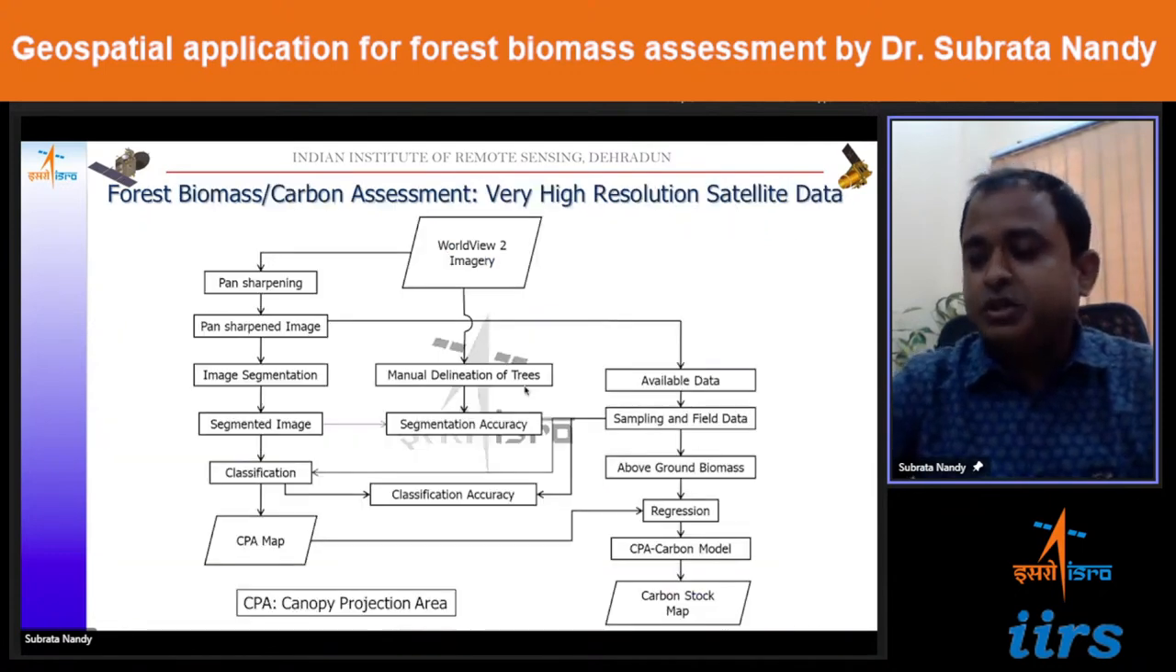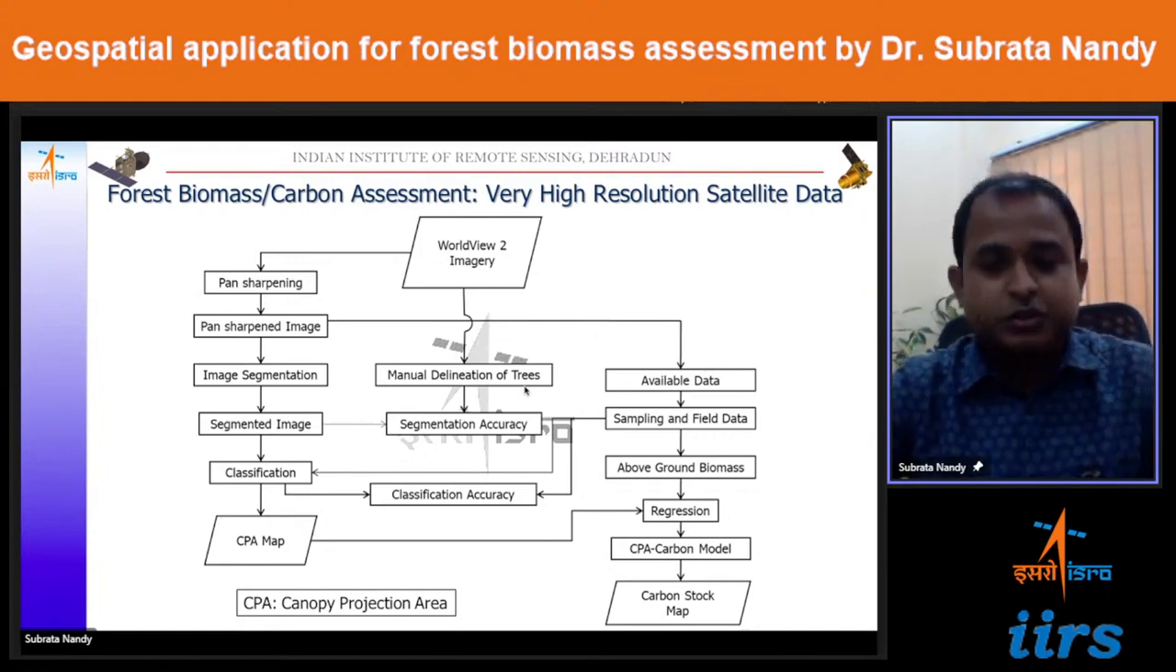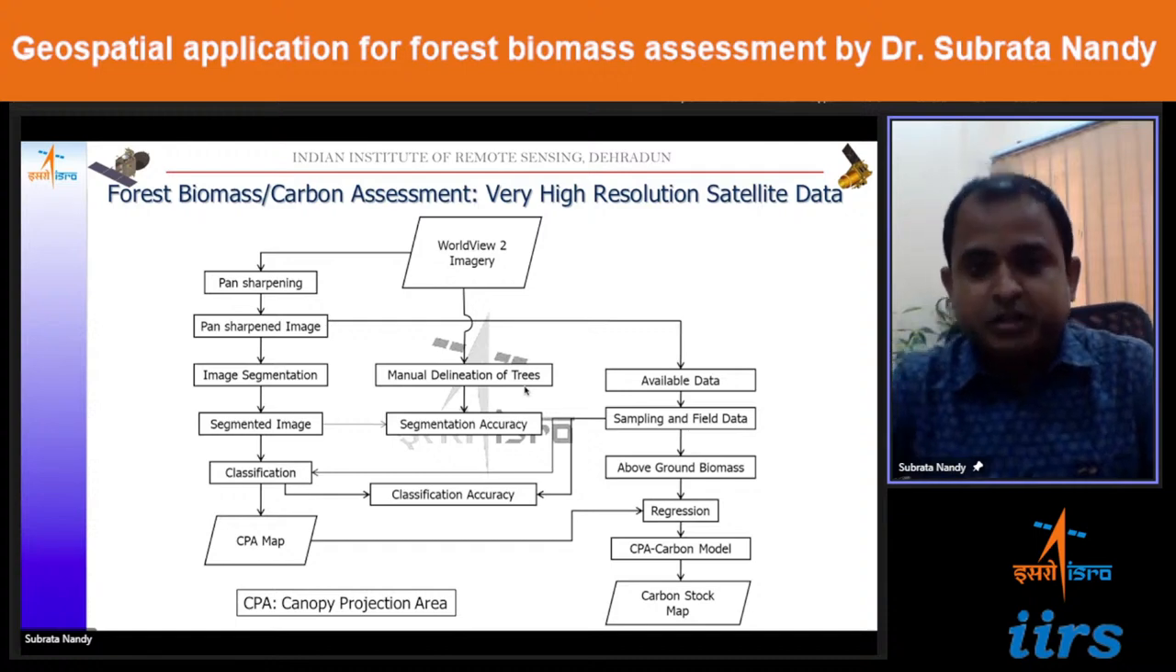Moving further to high resolution satellite data. Now when I'm talking of very high resolution satellite data, that means I'm talking of, let's say, 0.5 meter resolution or less than 1 meter resolution.